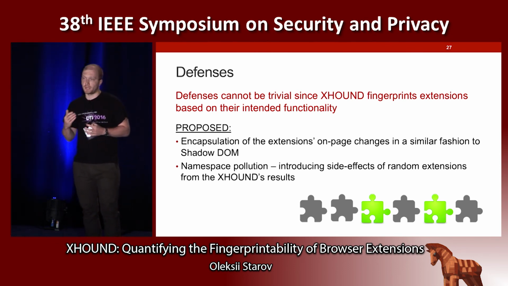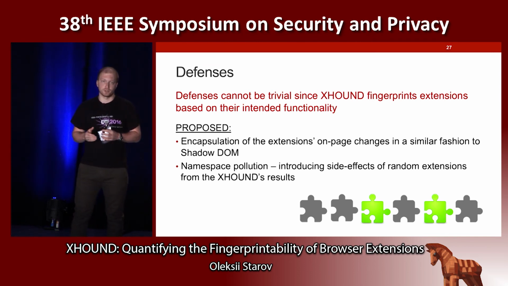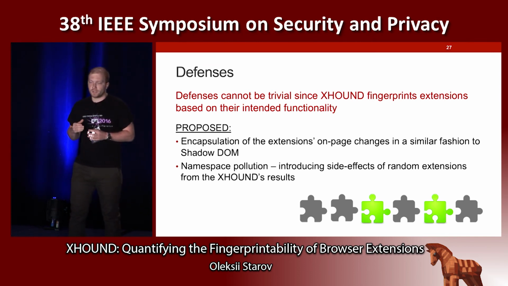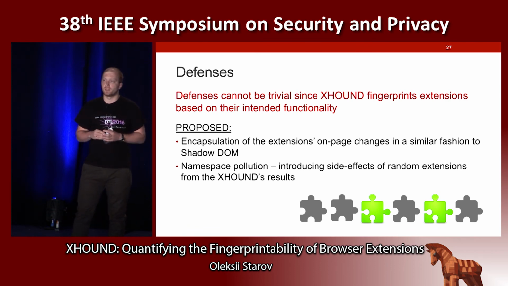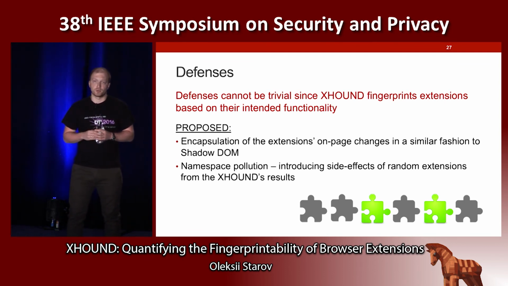What we propose in the paper is, first of all, we can try to implement some mechanism to encapsulate these visible side effects in a similar fashion as Shadow DOM does. Or we can provide some kind of namespace pollution, basically trying to deceive the fingerprinter by introducing side effects of random samples of extensions from the XHound's output. So basically, we can use XHound for countermeasures as well.